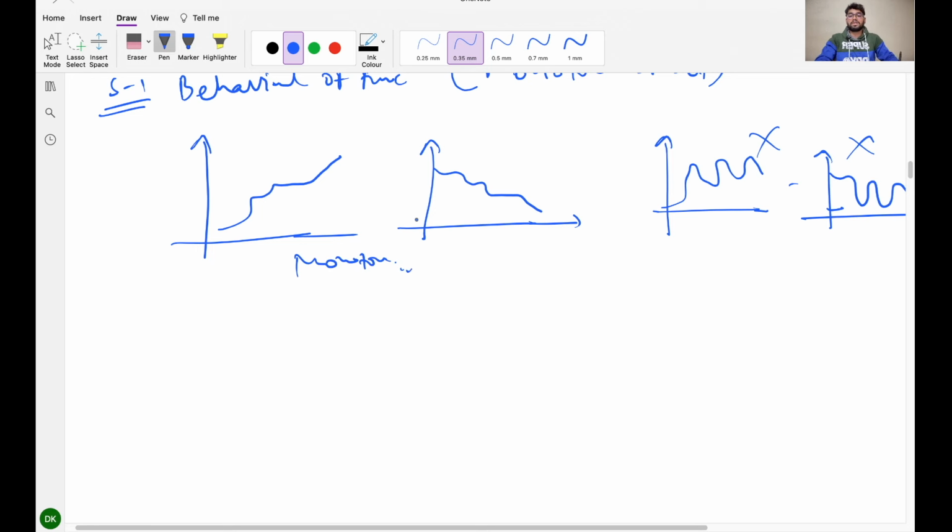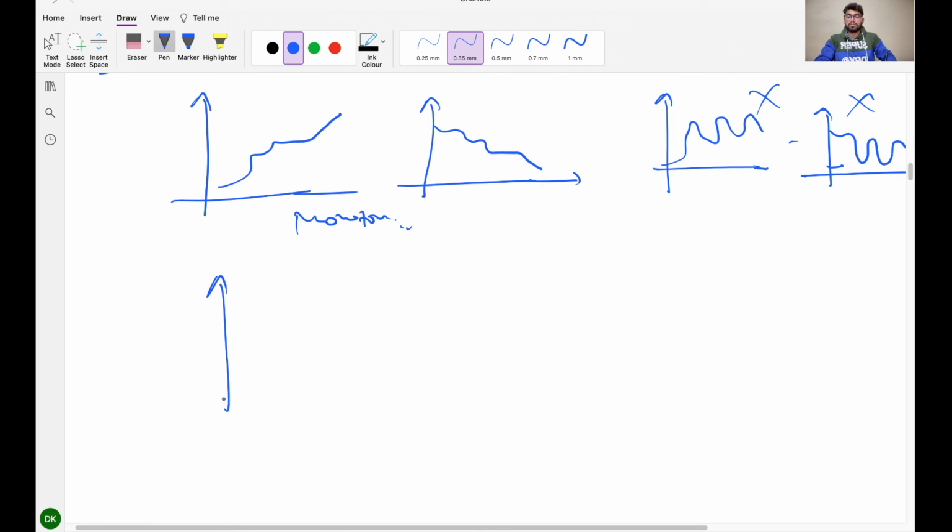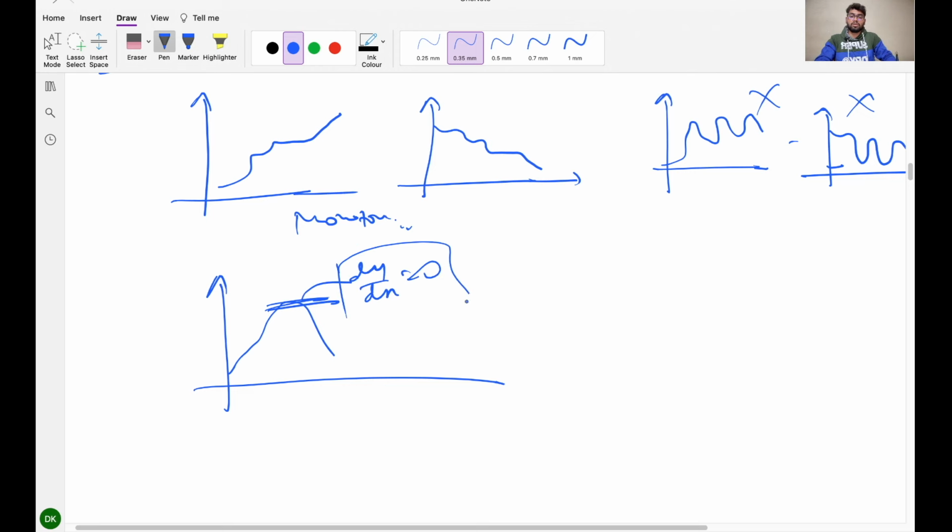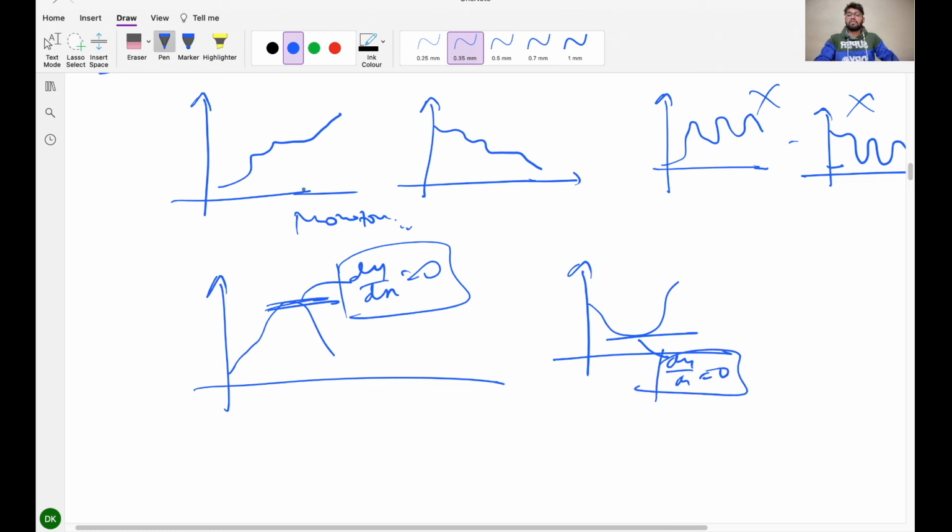So if a function is monotonic or bitonic, that means there is only a single point where dy/dx becomes 0, that is, dy/dx equal to 0. So if a function is monotonic or if a function is bitonic, then we can apply binary search over here.